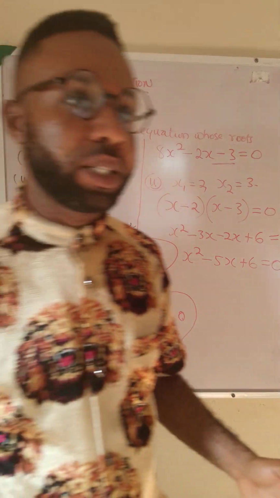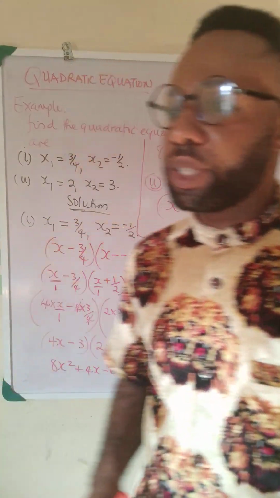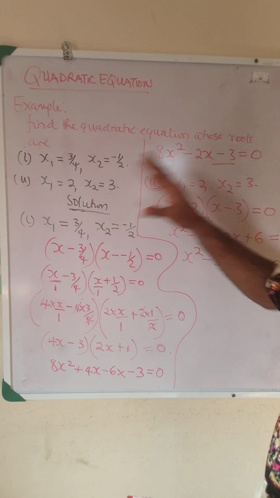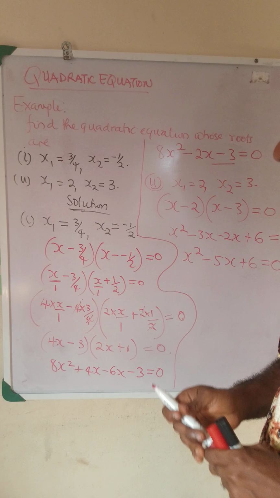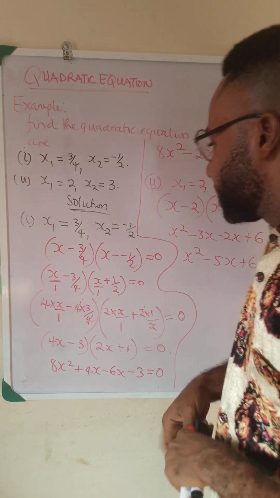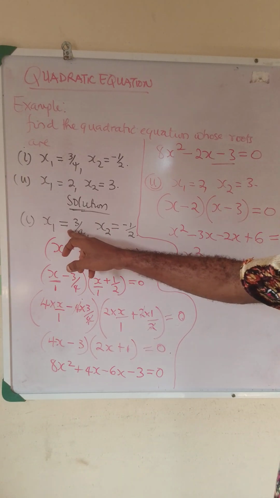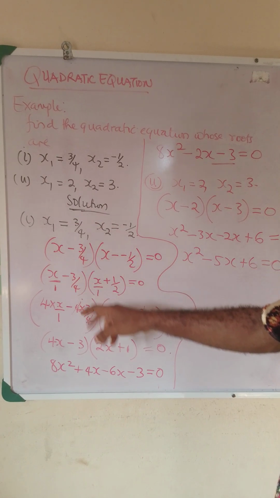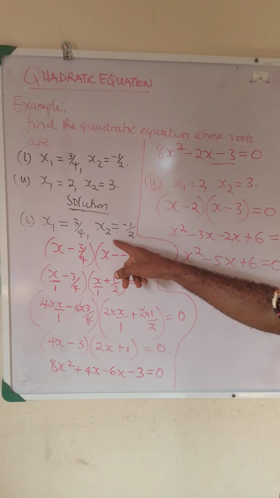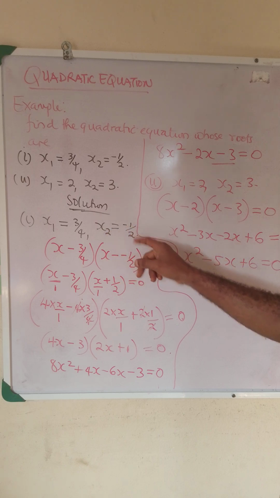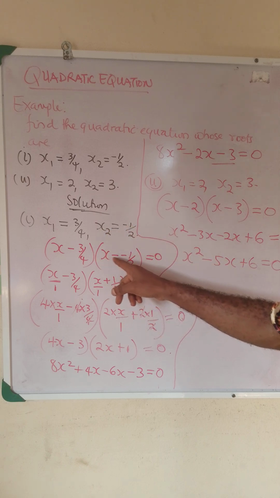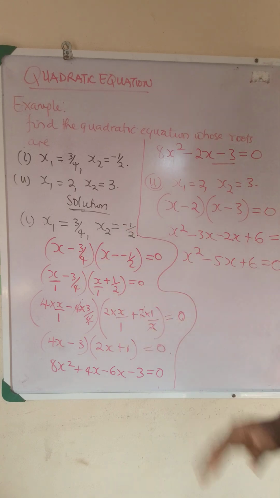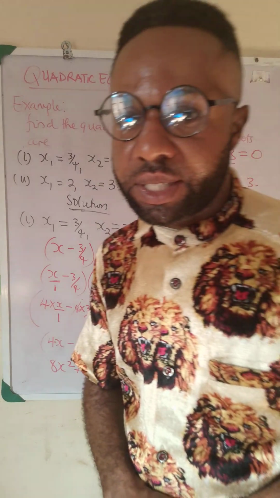So viewers, this is how to find the quadratic equation when the roots are given. So what you note is, in this case, you had 3 over 4, so you subtract to be x minus 3 over 4. In this case, you had x to be equal to minus 1 over 2. You still subtract, x minus, the first minus because of this. So that is how to go about it. Thank you.